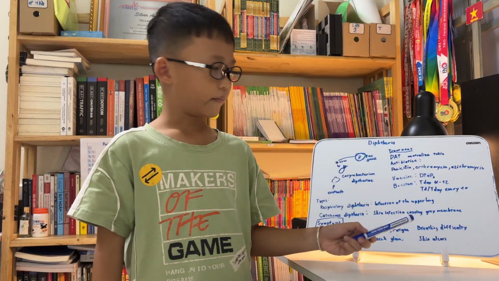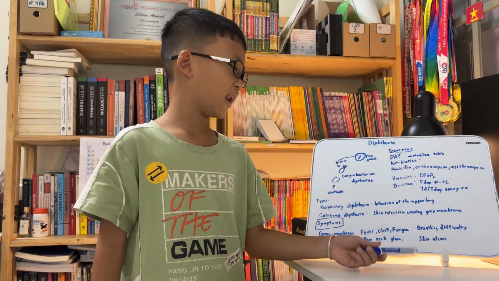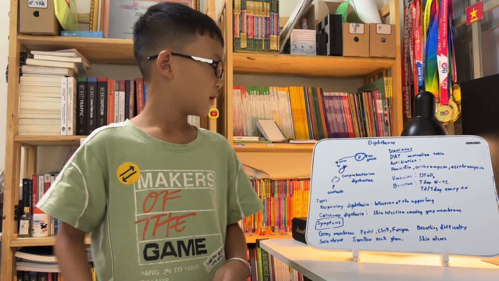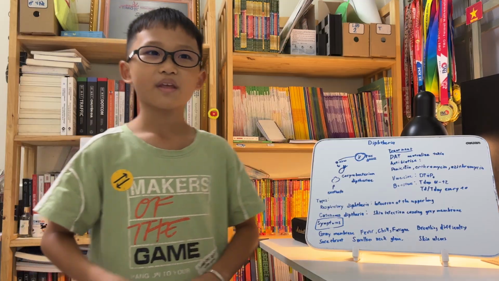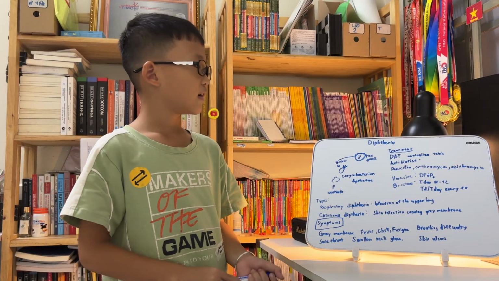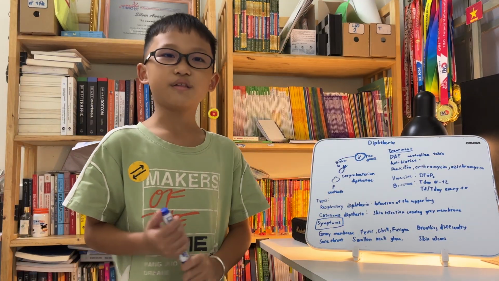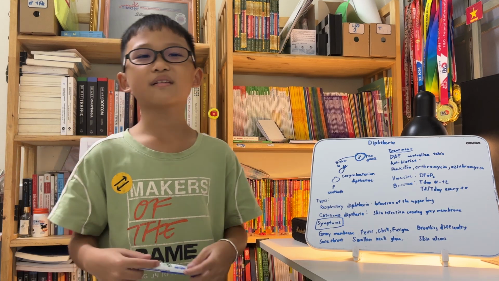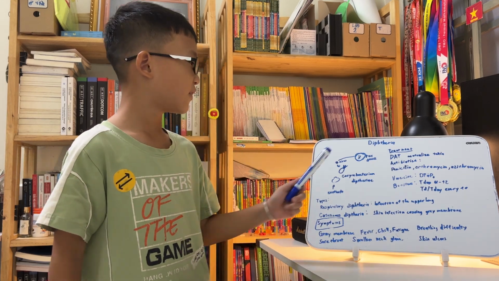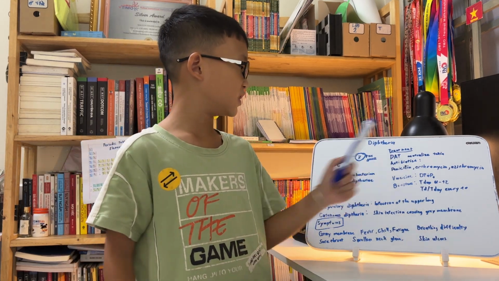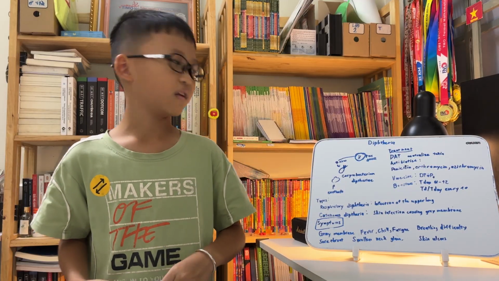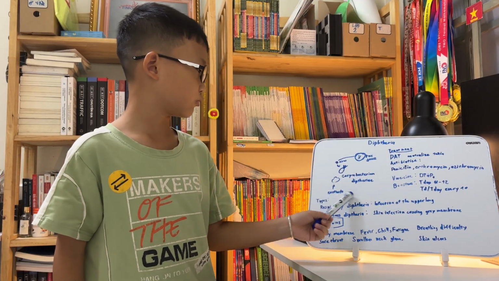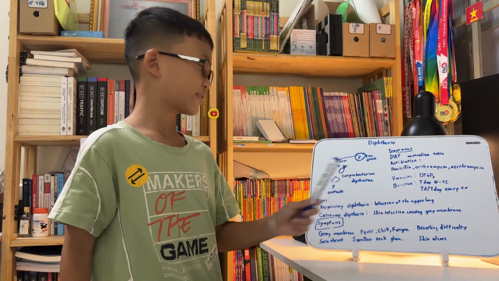Then, you have breathing difficulty, and lastly, you get a skin infection. So, if diphtheria is so dangerous, what treatment do we have? First, we have the DAT. This is a kind of medicine that will neutralize the exotoxin produced by the bacteria.